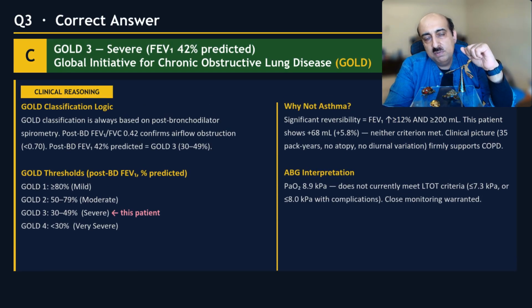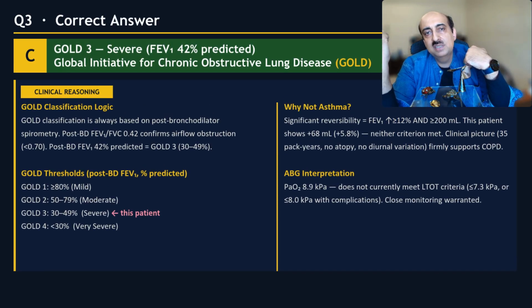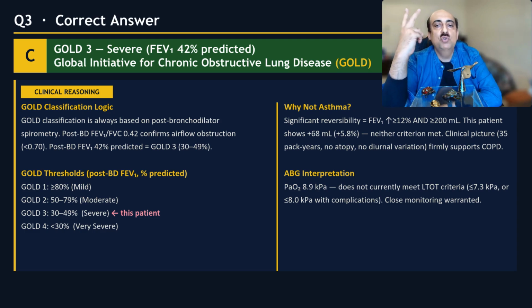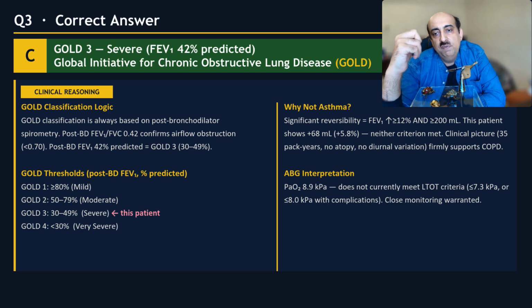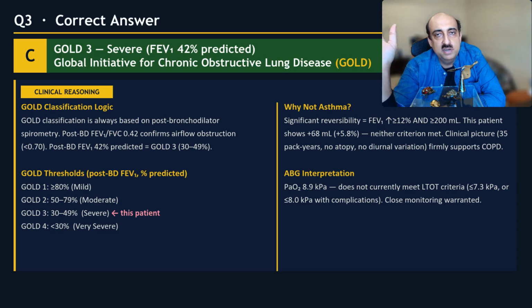Why is it not asthma? Because for asthma, you need significant reversibility, which has two criteria. Both should be met. The FEV1 increase after bronchodilator should be equal to or more than 12%, and it should be equal to or more than 200 ml in absolute terms. This patient has neither: a 68 ml increase, a 5.8% increase. Neither criterion is met.